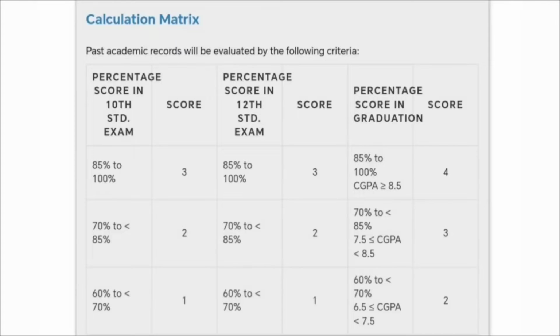Then for the overall score calculation for graduation, if your percentage ranges between 85 to 100%, there are 4 points. If it ranges between 70 to 85%, there are 3 points, and if it ranges between 60 to 70%, there are 2 points. And in terms of CGPA, if your CGPA is more than or equal to 8.5 on a scale of 10, there are 4 points. If it is less than 8.5 on a scale of 10, there are 3 points, and if it is less than 7.5 on a scale of 10, there are 2 points.